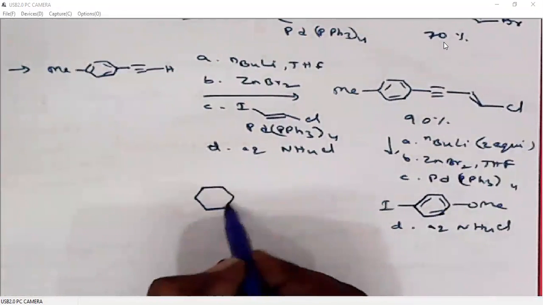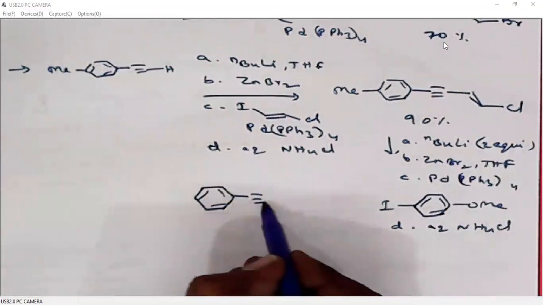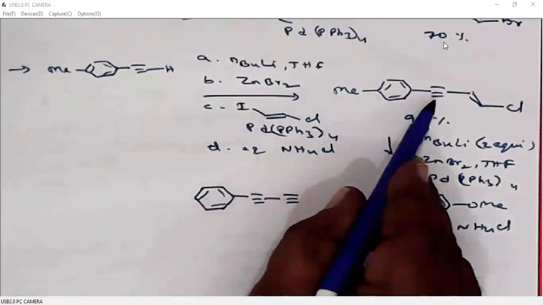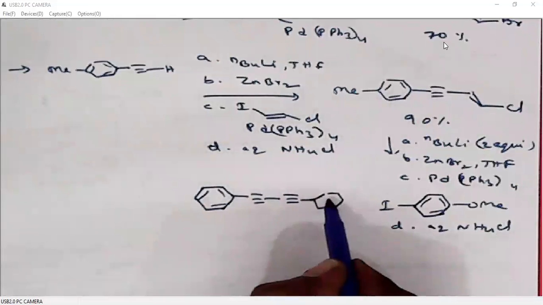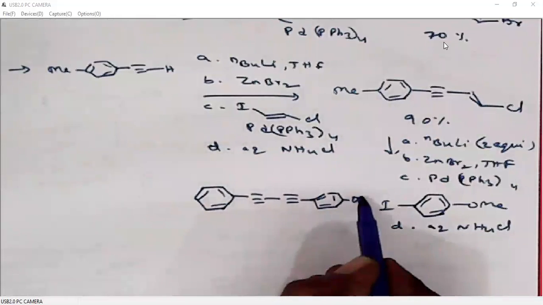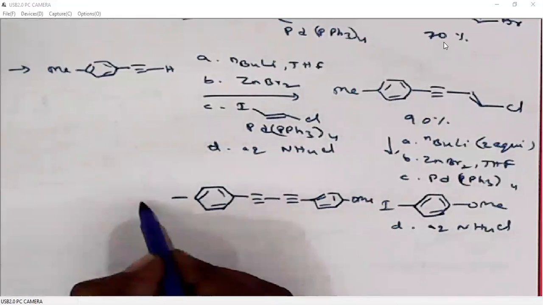So here we are generating the dialkyne. The triple bond is already there. We are converting this into a triple bond and then we are coupling it with OMe, and on this side we have methyl.